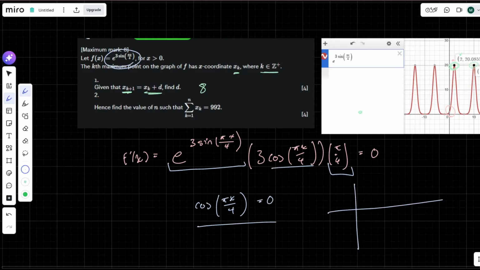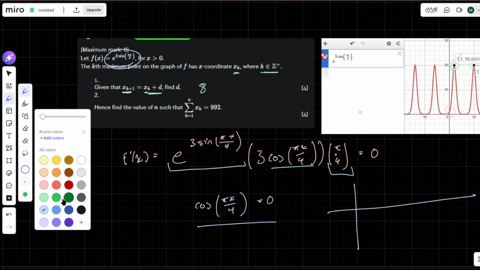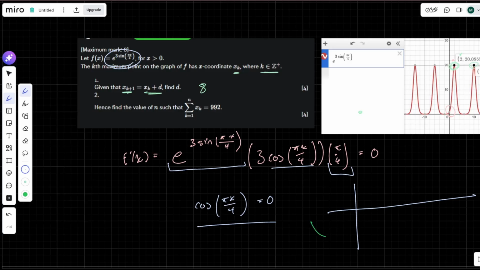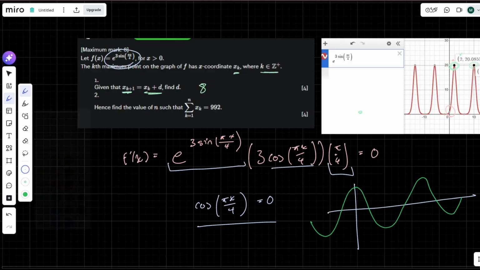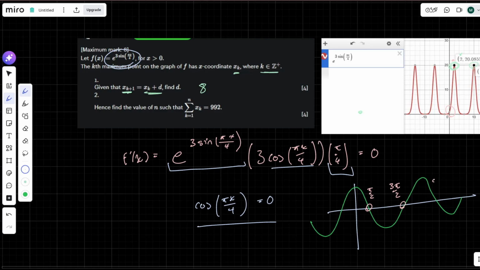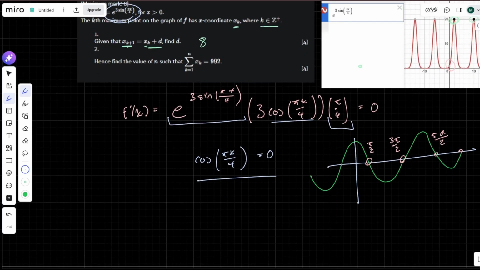And if we think about what our cosine graph looks like, I always love a graph. You probably know this by now, right? But when is this graph equivalent to 0 normally? Well, it's normally equivalent to 0 at pi over 2, and then every pi, right? So we're going to have 3 pi over 2, 5 pi over 2, and so on. All of these values should be points where we're going to get a maximum.